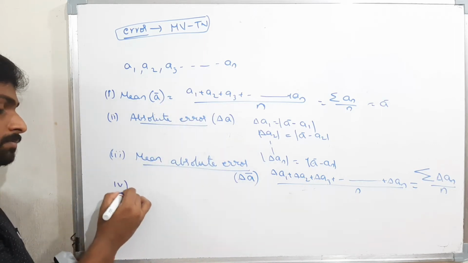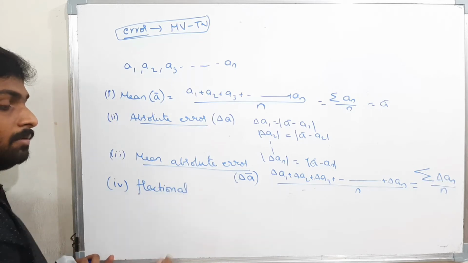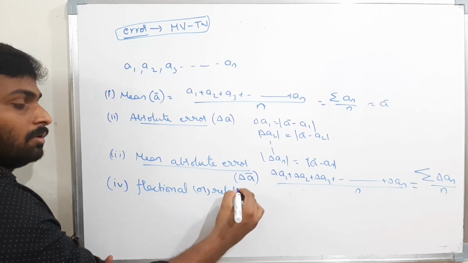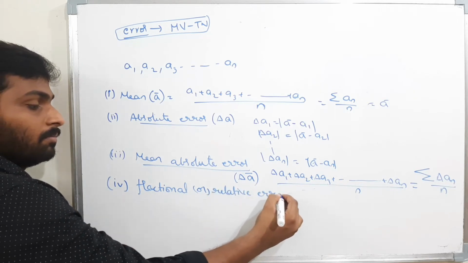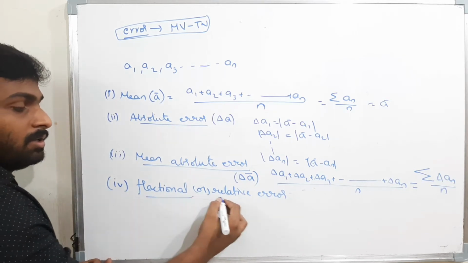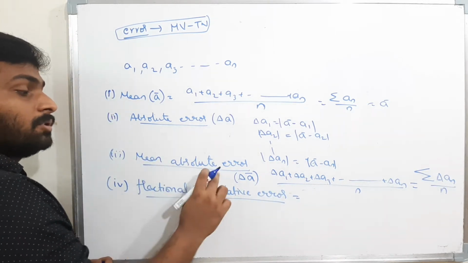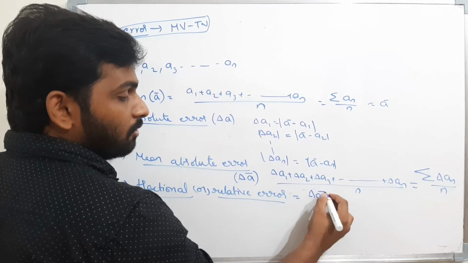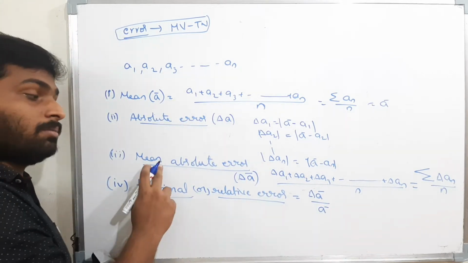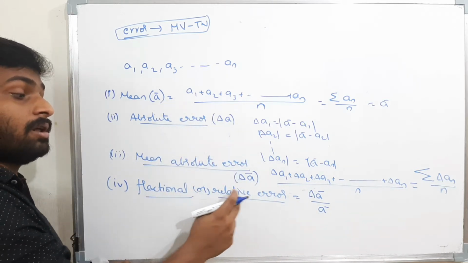Now next one, fractional or relative error. What is this? This is the ratio between the mean absolute error, that is delta A bar, and the mean value, that is A bar. The ratio between the mean absolute error and the mean value is the fractional or relative error.